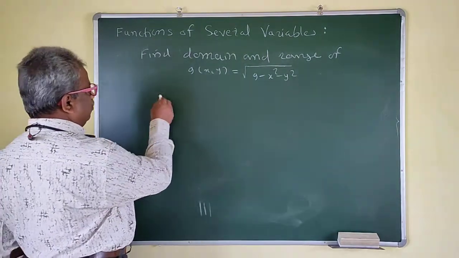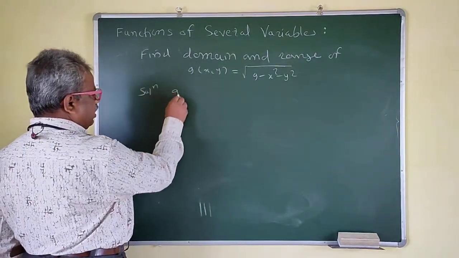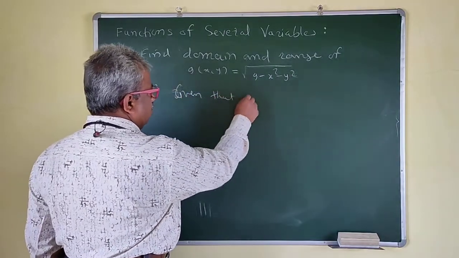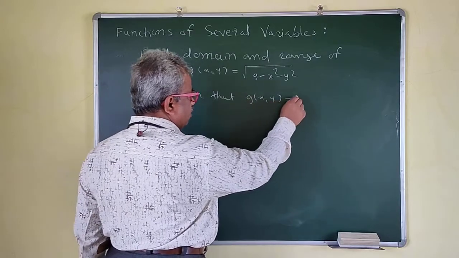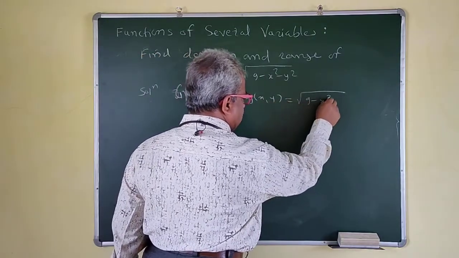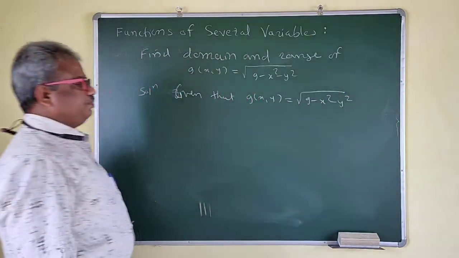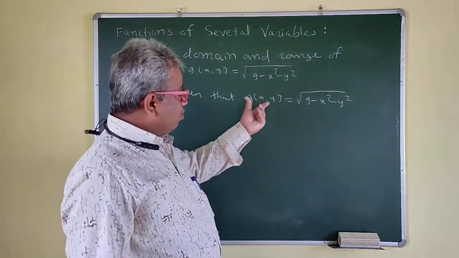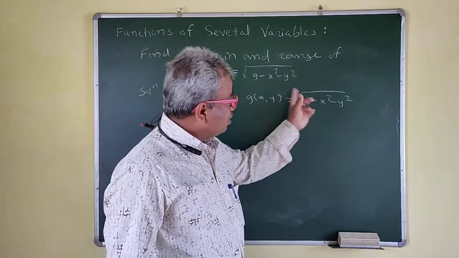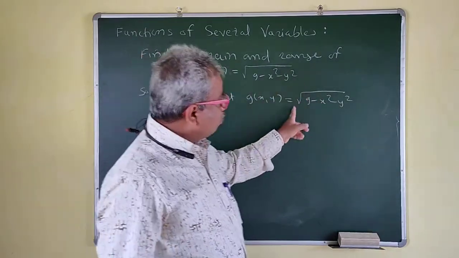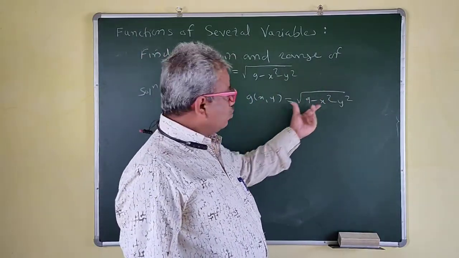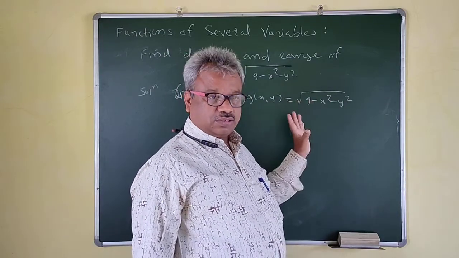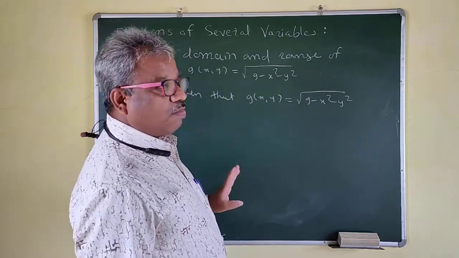First we will find the domain of the function. Solution: given that g of x y is equal to root of 9 minus x square minus y square. Now we have to find the x and y such that this part is well defined. This is the root of something, so the root exists only for positive real numbers.